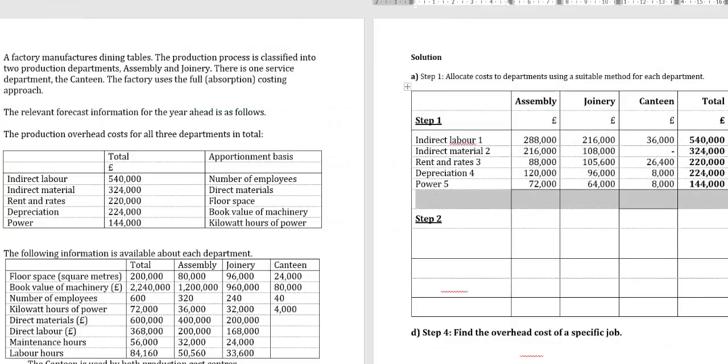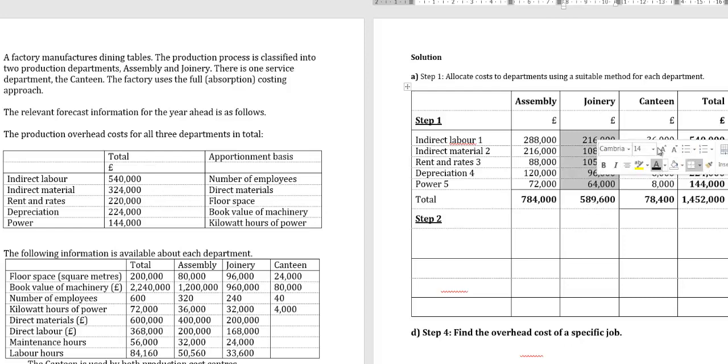So the total now will be, for the first one, the assembly, 784,000 pounds. For the second one, the joinery, all of these figures, 589,600. For the third one, it's 78,400. The total is 1,452,000. Now I finished the first requirement.